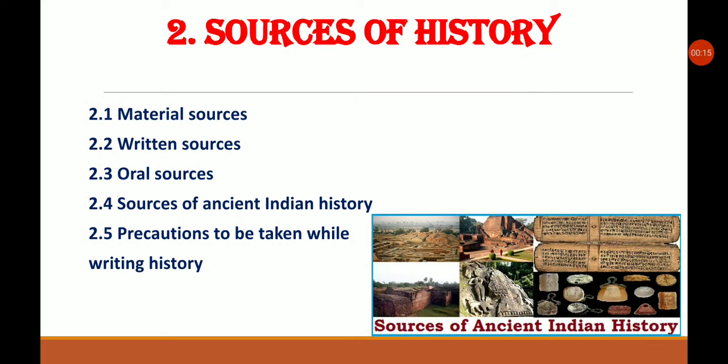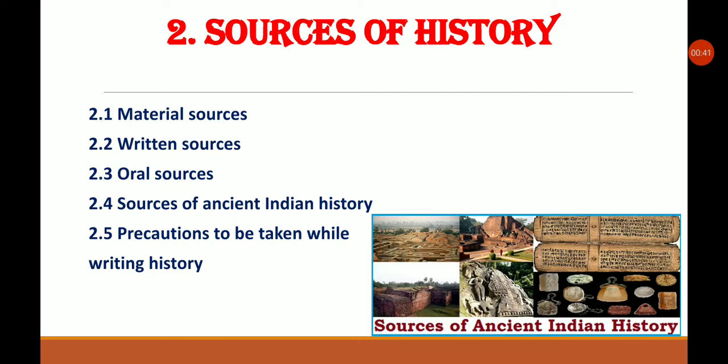Chapter number 2, Sources of History. Sources means from where we are getting the information about ancient history. History can also be learned through customs and traditions, folk arts, folk literature, as well as historical documents. All these are known as sources of history.